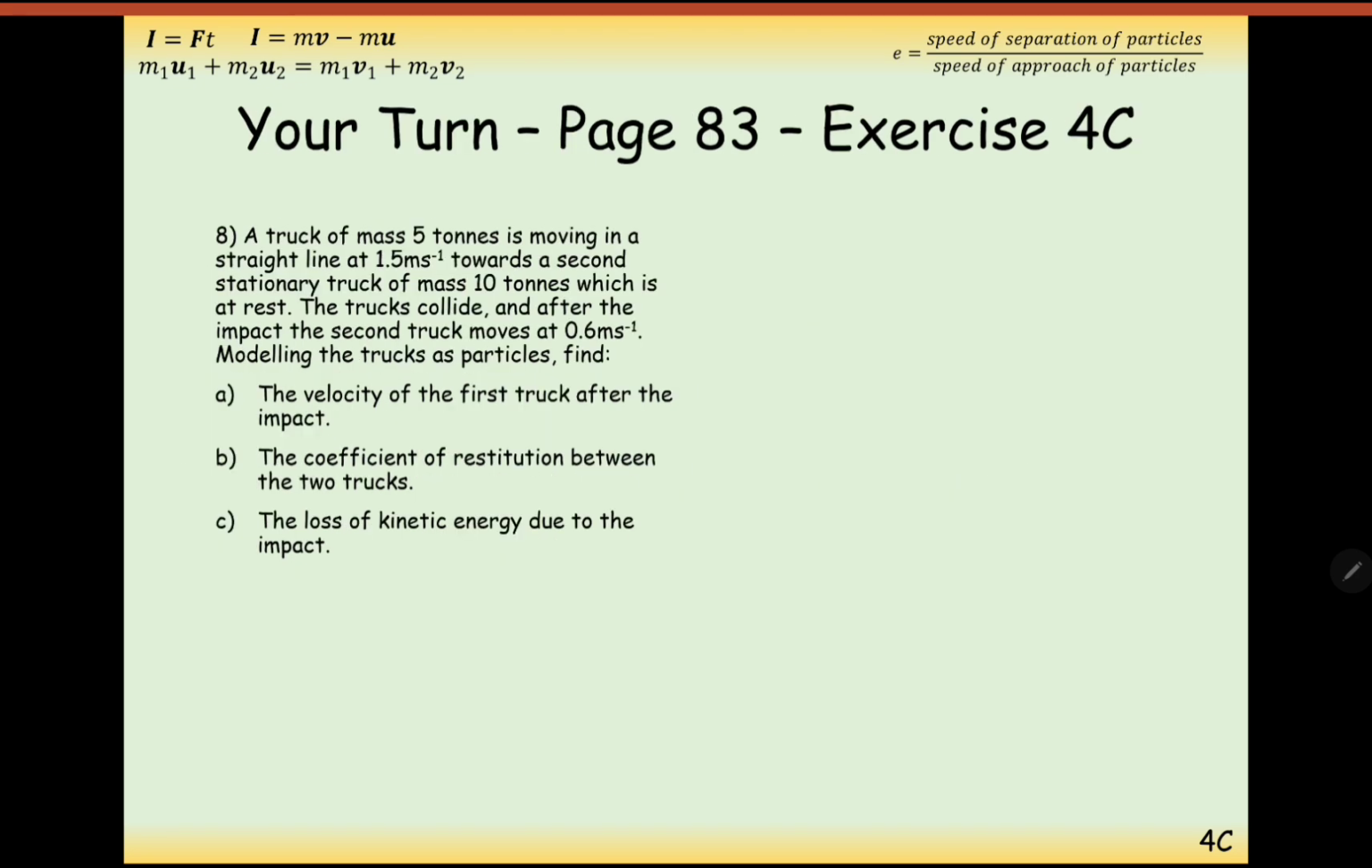Alright, then let's have a look at question 8 from exercise 4c. Pause the video now and give question 8 a go. Okay, so let's get started.